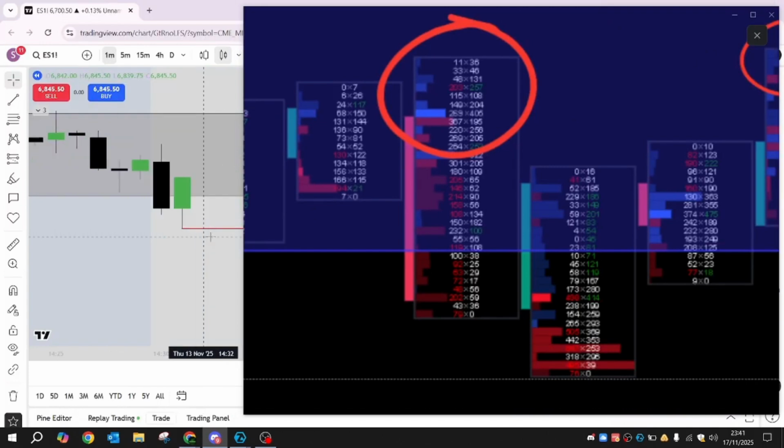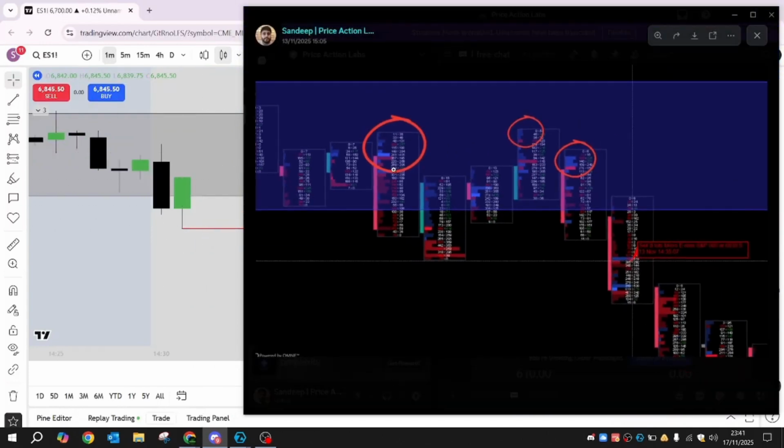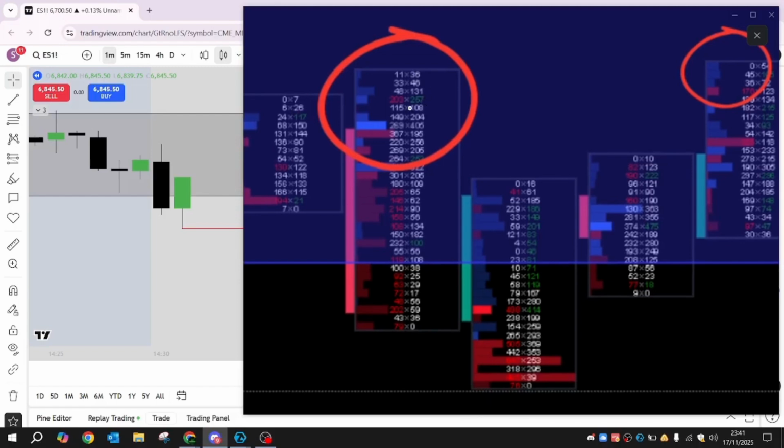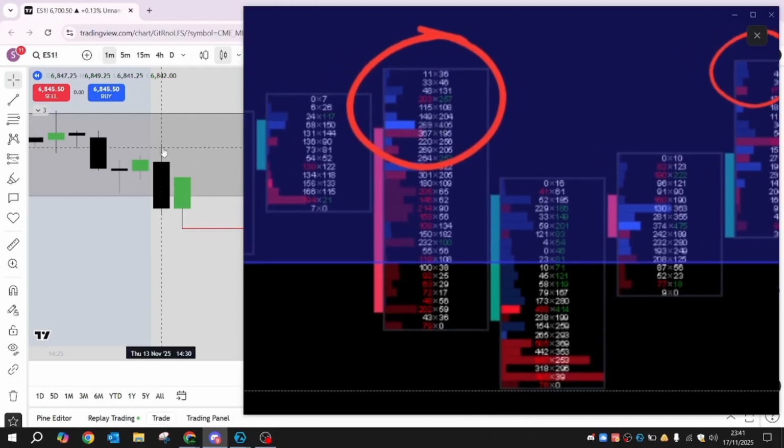There is an art to this, right? Reading order flow is an art. So this was the candle at 9:30. This was the market opening, right? So what do you notice just from the market opening?